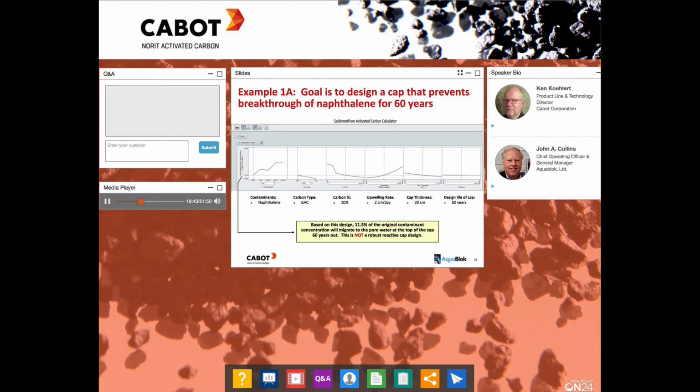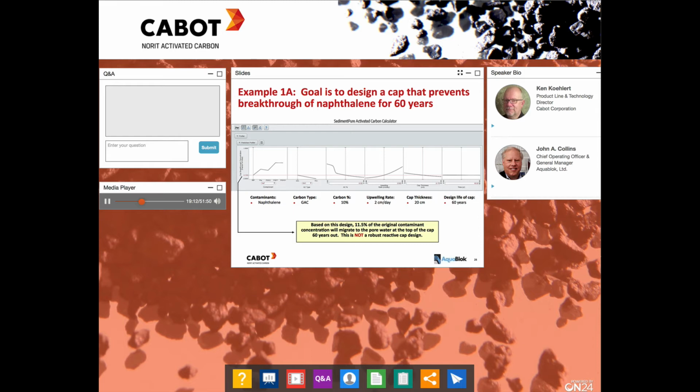Now let's look at an example using the calculator. We select naphthalene as the contaminant of interest. We select granular activated carbon at 10% activated carbon in the cap. This site has an average 2 cm per day of upwelling rate. We select a cap thickness of 20 centimeters. And we want the cap to last for 60 years with no breakthrough of the contaminant.